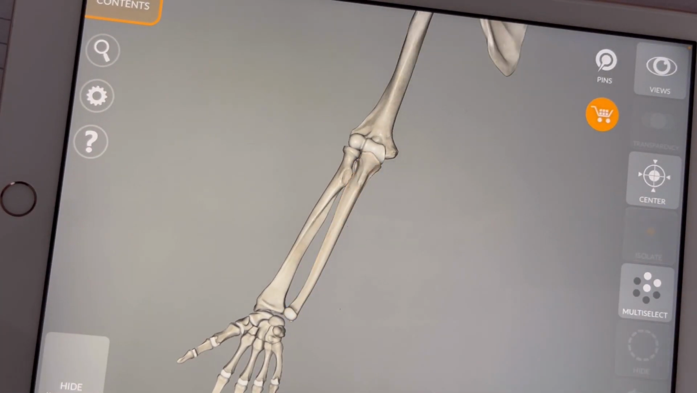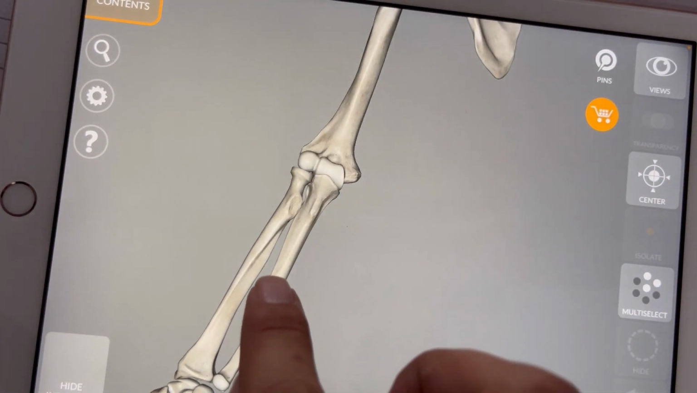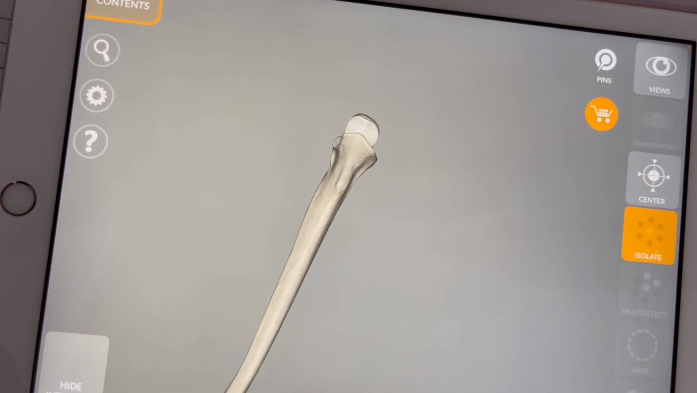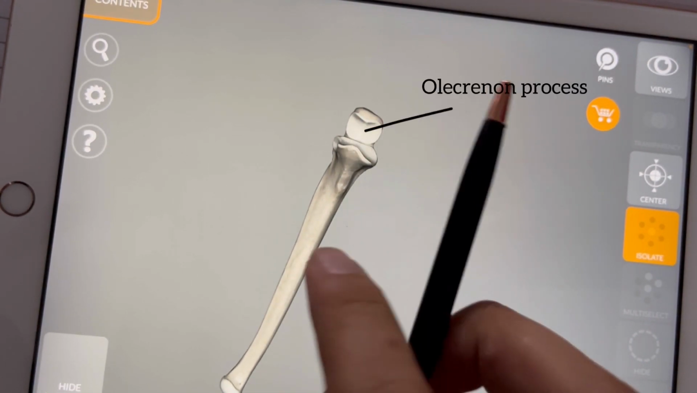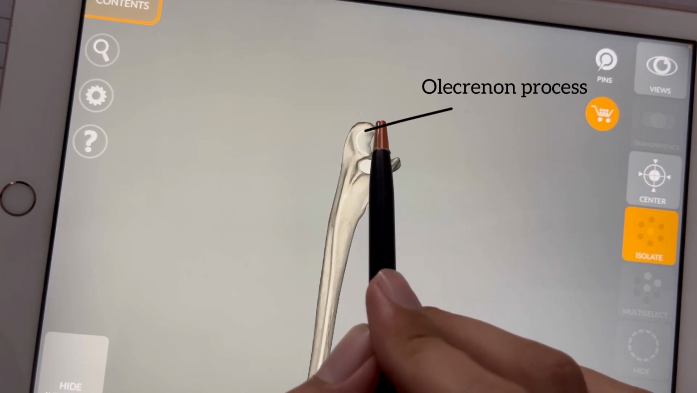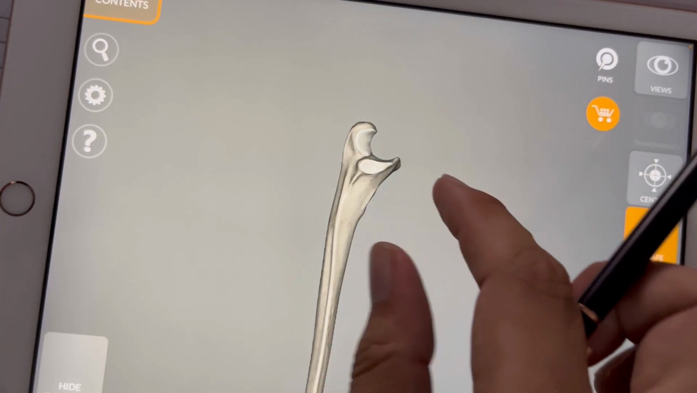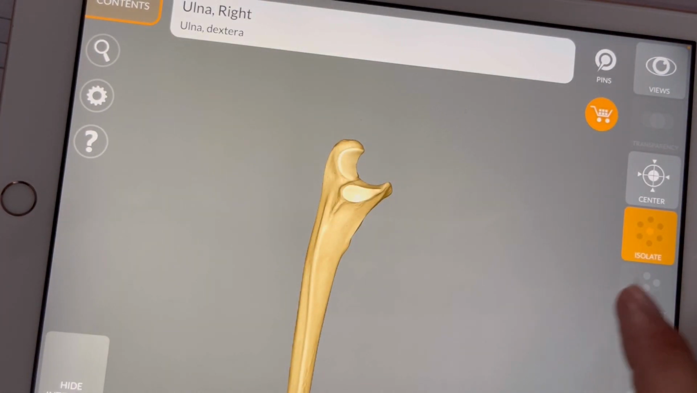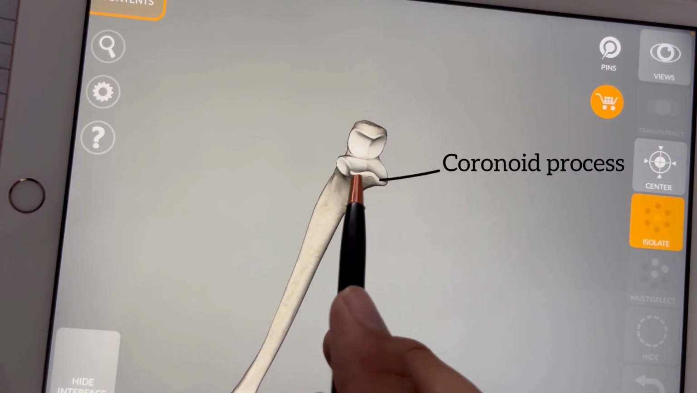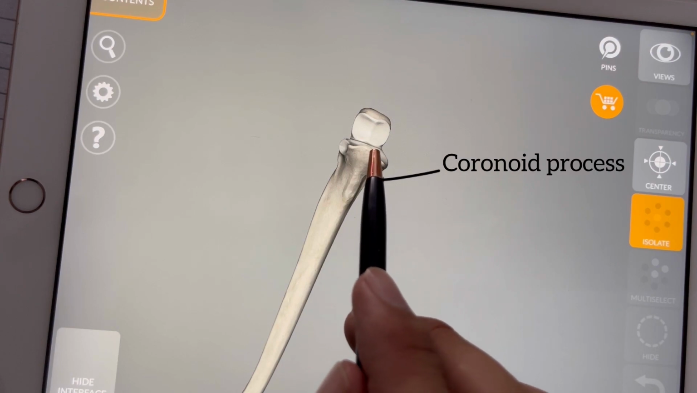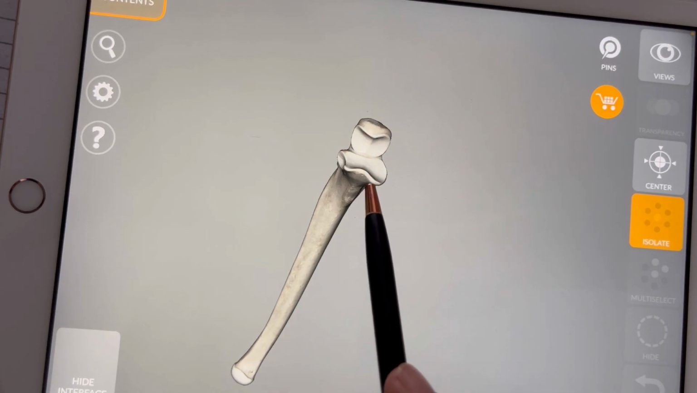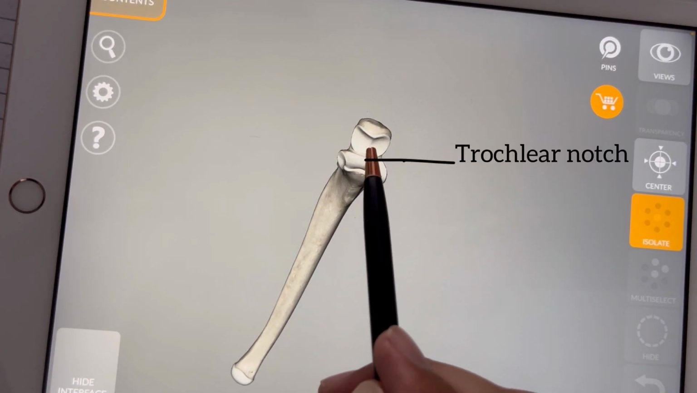This is the ulnar bone, the proximal extremity of the ulnar bone. This process, the most proximal one, is the olecranon process. While anteriorly this process here is called the coronoid process, and the notch formed by the olecranon process and the coronoid process is called the trochlear notch.